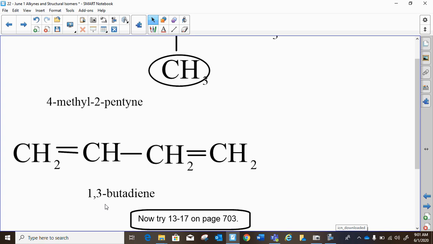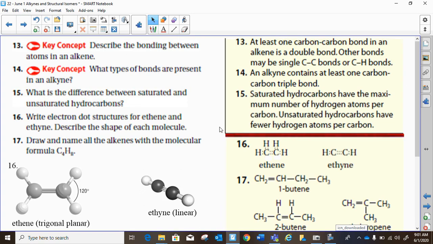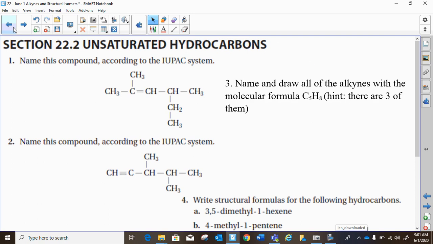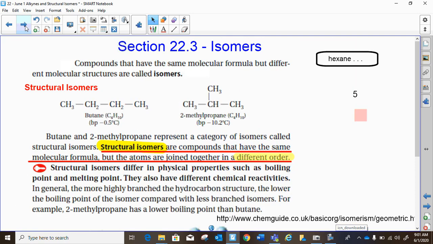You're going to stop the video now and you're going to try these questions, and then you'll come back to the video, skip ahead a few pages, and there are the answers, okay? Then you're also going to try these 4 questions and skip to the next page and see your answers, because organic chemistry is practice, practice, practice.